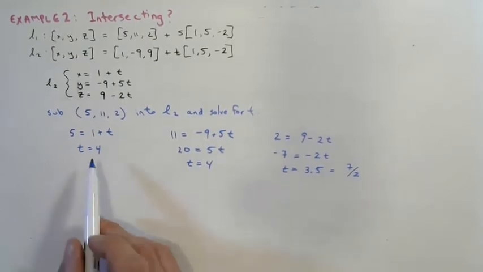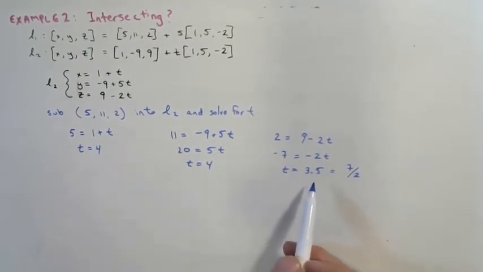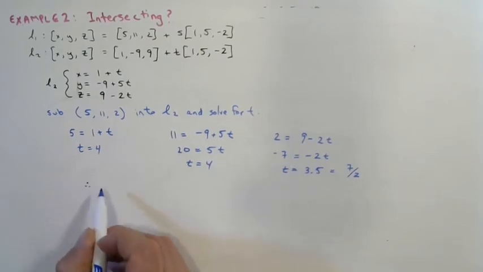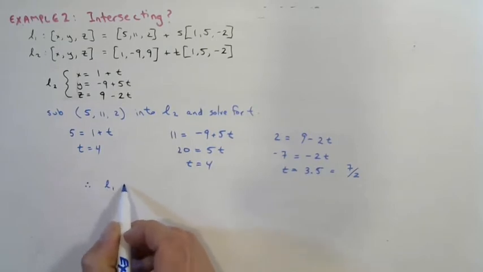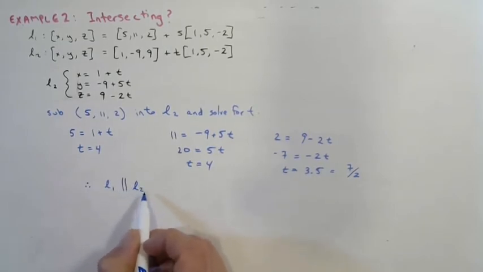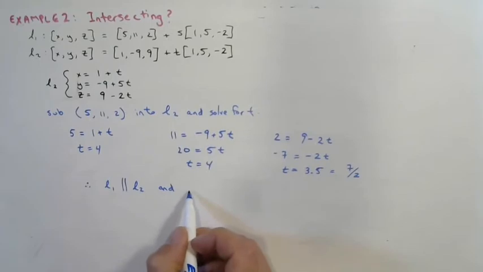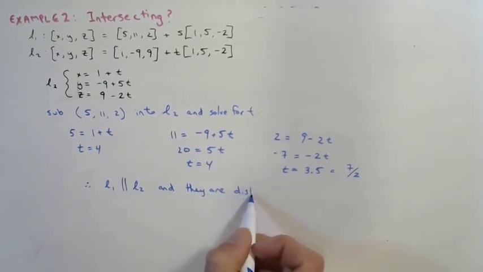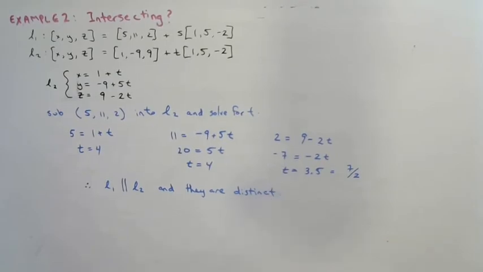Okay, since these t values are not all identical, the point 5, 11, 2 does not lie on the line. And these lines are parallel and distinct. Therefore, L1 is parallel to L2, and they are distinct. So not coincident.